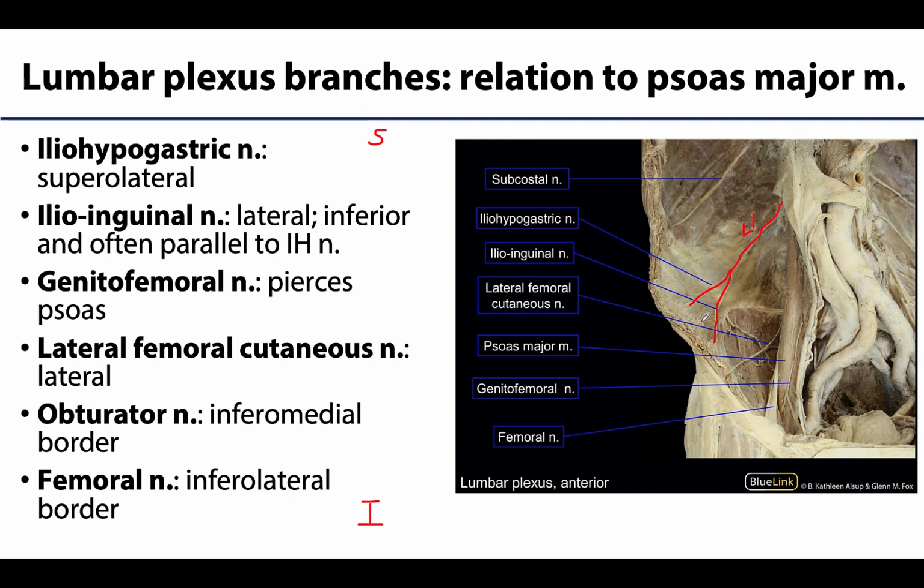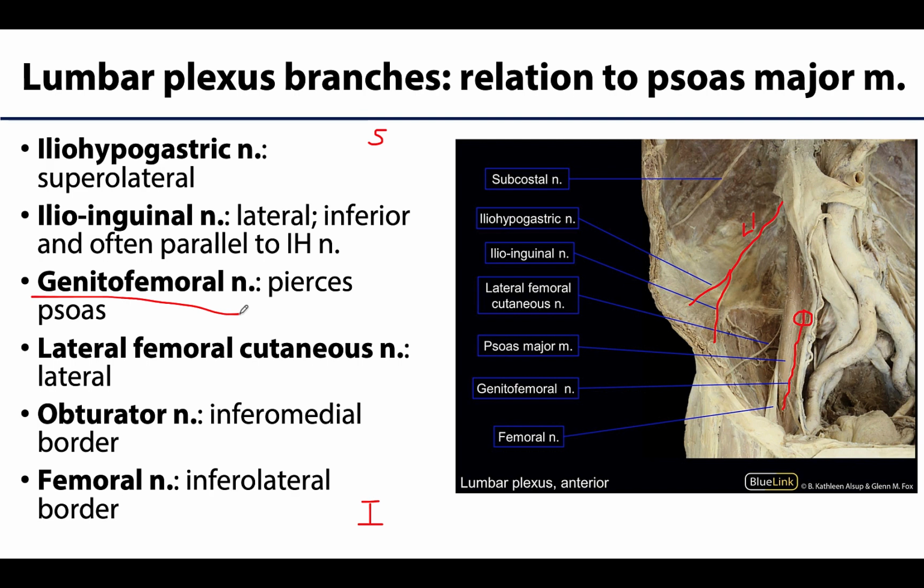Next, you'll have the genitofemoral nerve, which I think is the easiest to identify within the lumbar plexus, as this particular nerve will actually pierce through the belly of the psoas major muscle. And you can see it piercing through and then kind of running along the superficial border of the psoas major. So that's something you'll see quite often, which nerve is going to pierce the psoas major muscle, and the answer is genitofemoral.